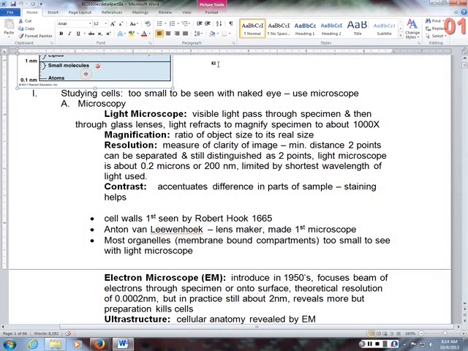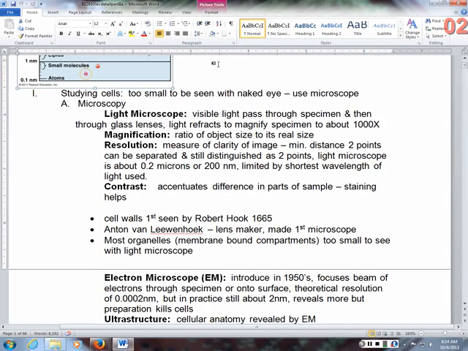So the magnification is the ratio of the object size to its real size. It's how many times you see the size, and so it's written with a number and then an X after it. The resolution is the clarity of the image. It's the minimum distance apart things need to be to still be distinguished as 2 points. Sometimes if they are too close together, closer than what the resolution of that microscope will allow, it will look like 1 point. With the light microscope, it's about 2 microns, or 200 nanometers.